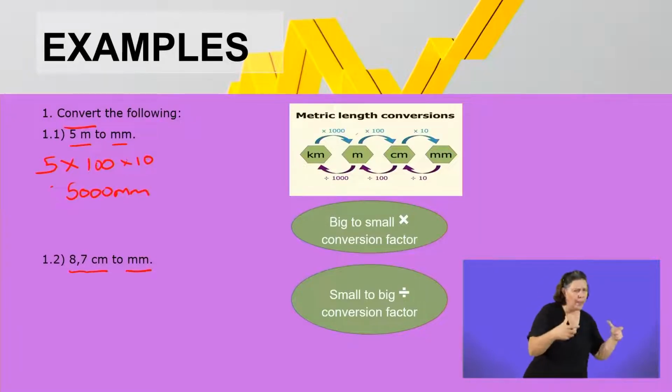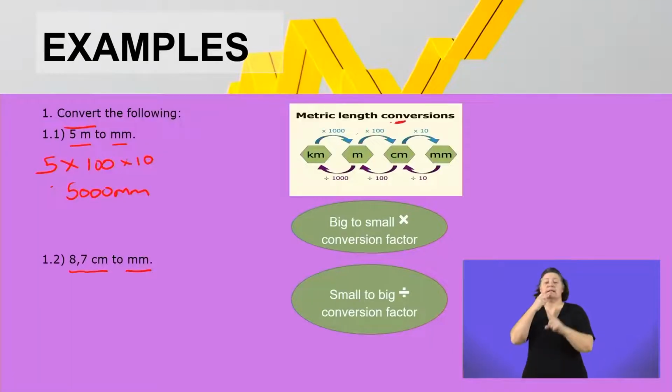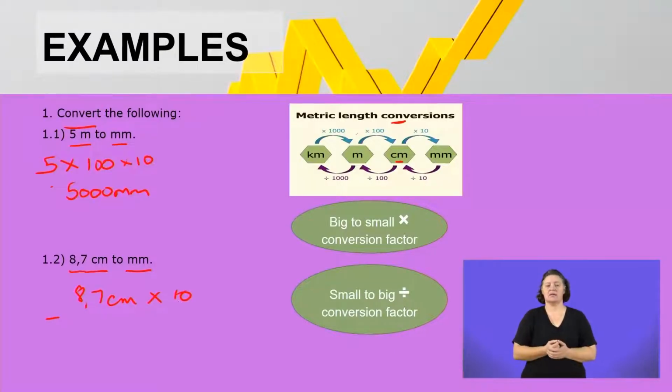Question number 1, big to small, small to big. Centimeters are definitely bigger than millimeters. So therefore, if I go here, I'll have to multiply. So I find centimeters. There we go. I have to convert to millimeters. I multiply by 10. So I'm going to say 8,7 centimeters multiply by 10. If you don't have your calculator, there's 1 zero there, so I'm just going to move my decimal 1 space. So that will be 87 millimeters.